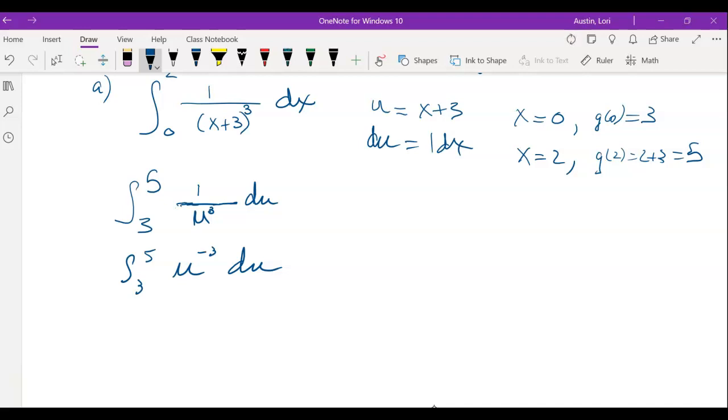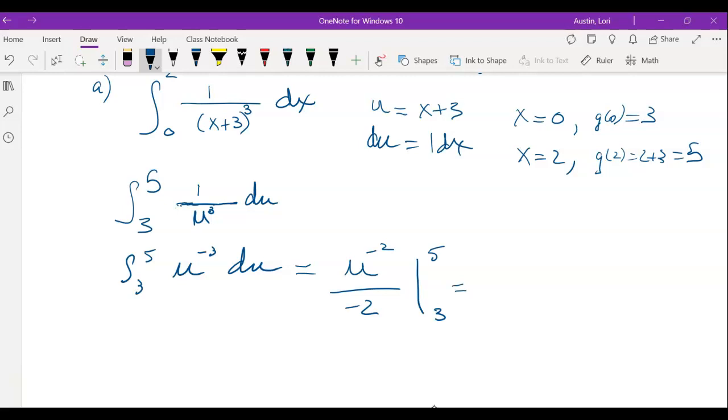Because we switched our boundaries, that's why I like the definite integrals better. You don't have to plug the x plus 3 back into the problem. So what is the integration? What is u to the negative 3, everybody? U to the negative 2, because you go up 1. Agree? This is a definite integral from 3 to 5, and just calculate that. You're done.